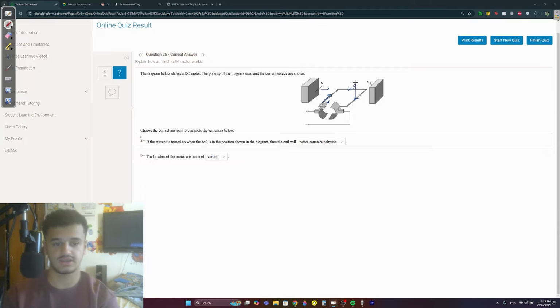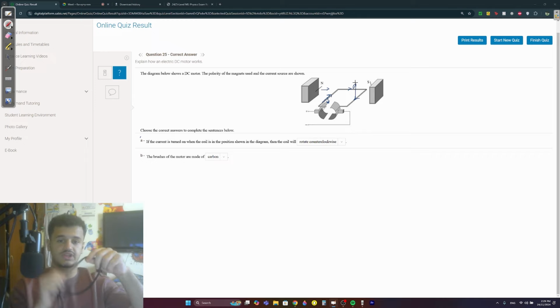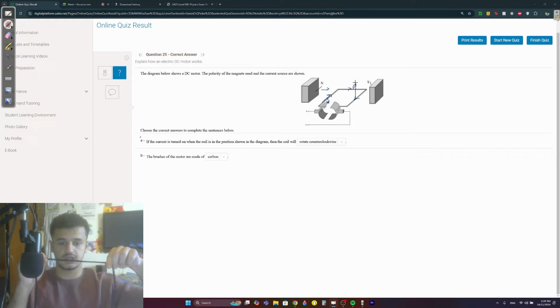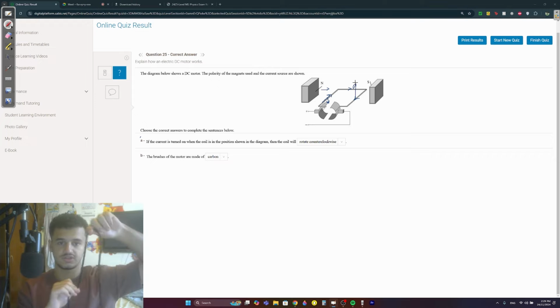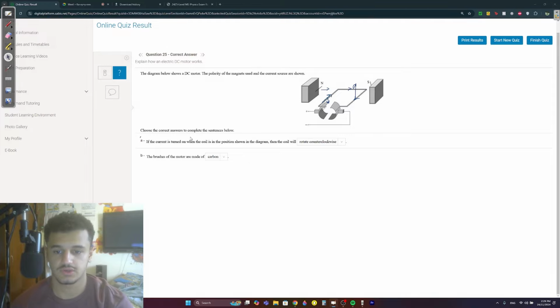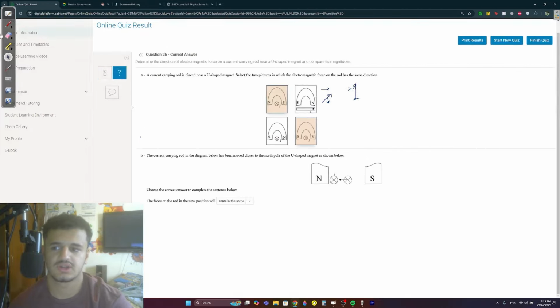Again, think of it like a string. You're pulling it down here, and here it's going up. So it's gonna move, like, look here. You have your string, goes like this, right? It's gonna turn counterclockwise, right? So it's gonna rotate counterclockwise, and the brushes of the motor, okay, this is just a memorizing question. Done, that's 26. The current carrying rod is placed near a U-shaped magnet.